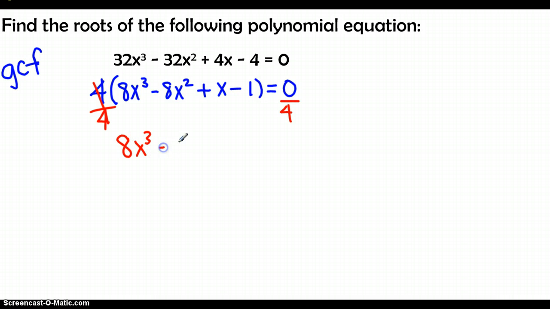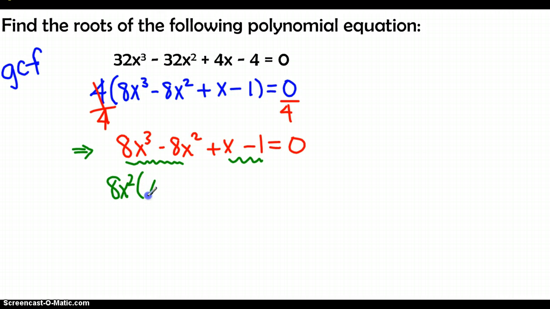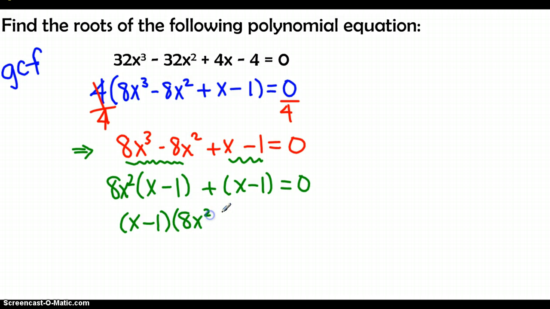So 8x cubed minus 8x squared plus x minus 1 equals 0. Right now our polynomial equation has 4 terms. If it was 2 terms, I'd be looking for the difference of perfect squares. If it has 3 terms, I'd be looking to reverse FOIL. This has 4 terms, so I'm going to look to see if I can group. I'm looking for common factors in the first 2 and the second 2. Well, the first 2 have a common factor of 8x squared, and when I factor that out, I'm left with x minus 1, which is the third and the fourth term. So I'm going to factor out that x minus 1, and in the first part, I'm left with 8x squared plus 1.